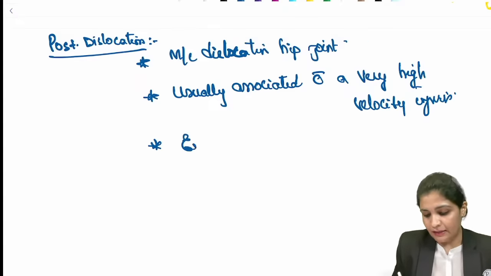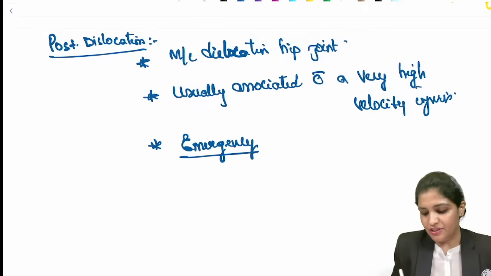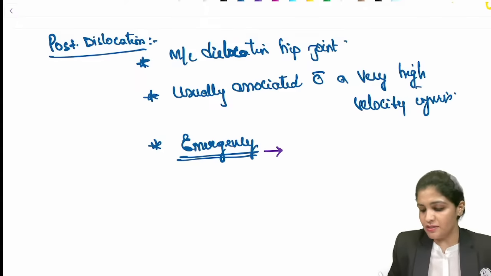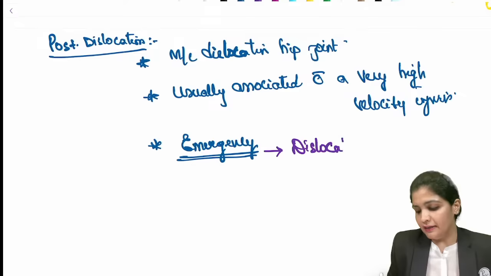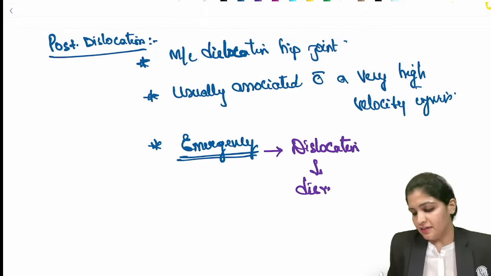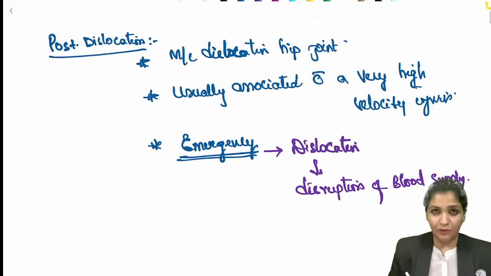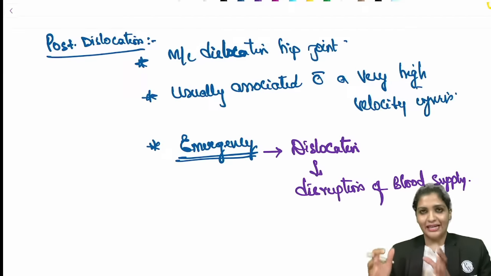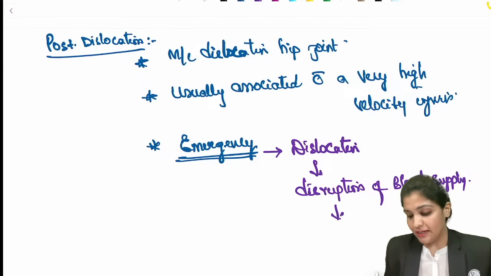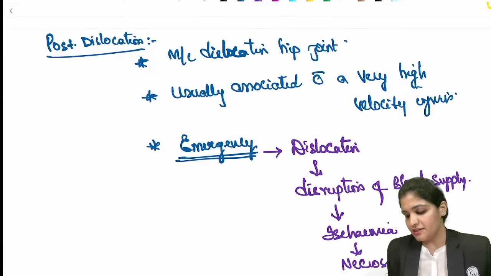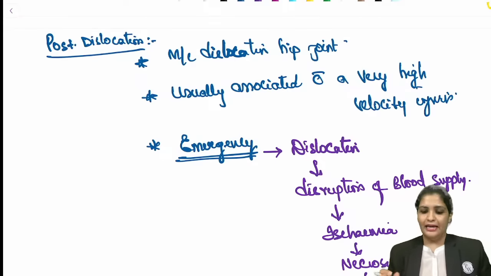And then this posterior dislocation is always an emergency. So why is it an emergency? Because this dislocation will result in disruption of the blood supply. So we all know the blood supply is from the femoral artery to the profunda femoris artery and then to the vessels, that is the retinacular vessels, which are surrounding the hip joint, right? So these vessels get disrupted during the dislocation, and if it is not secured immediately, this will result in a condition called ischemia, ultimately leading to necrosis. So that is nothing but your AVN, avascular necrosis of the femoral head. So to prevent such a dreadful complication, you have to treat this as an emergency condition.